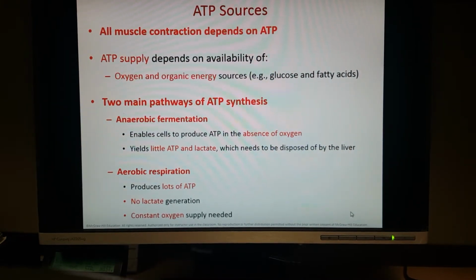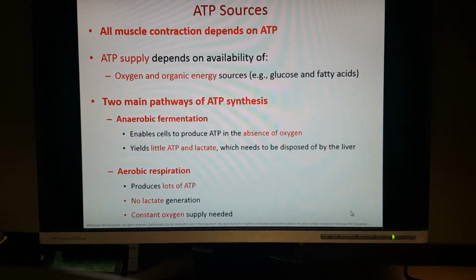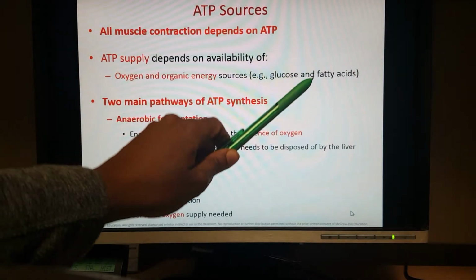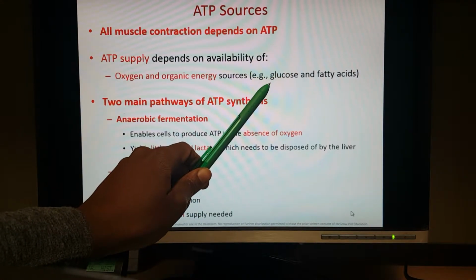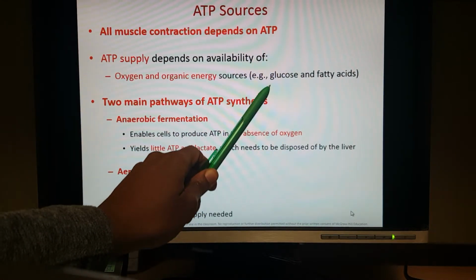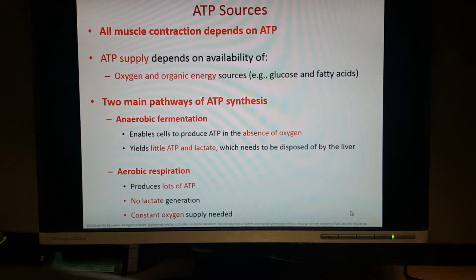So in order to make ATP, you have to have plenty of oxygen as well as an organic energy source. So either glucose from the glycogen in those storage molecules inside of muscles, as well as other cells, as well as from fatty acids. So next semester we'll actually cover how fatty acids are able to be used to make ATP.